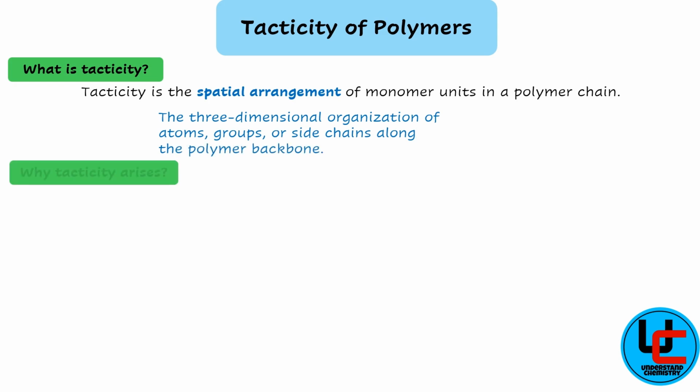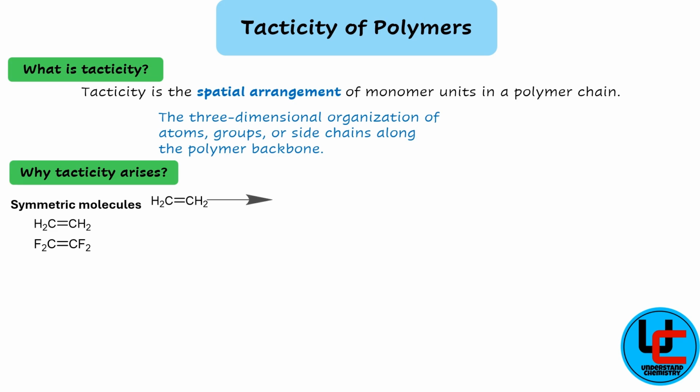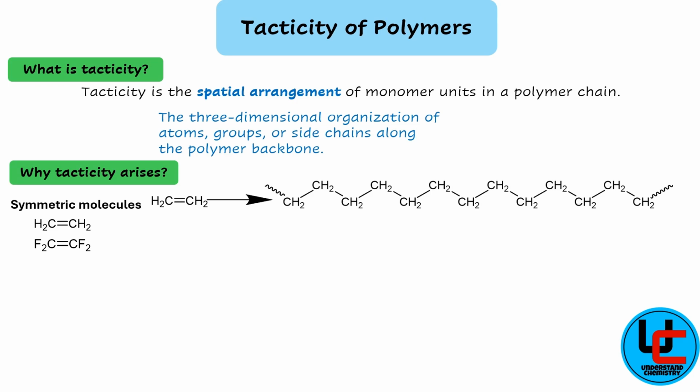Now, let us understand why tacticity arises. For this, let us take an example of a symmetric molecule, which means a molecule in which the same type of groups are present on both sides of a double bond, like ethylene or tetrafluoroethylene. In this case, when the polymer is formed from these types of monomers, they can add to the growing polymer chain only in one way, resulting in a linear polymer as shown here.